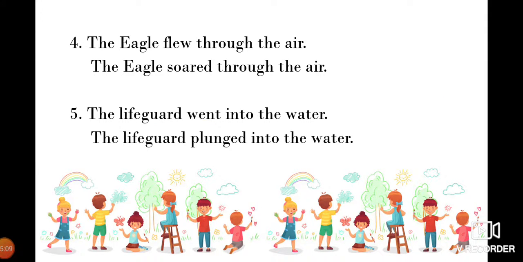Okay, so let's see. Number 4. The eagle flew through the air and the eagle soared through the air. In this case, we have two verbs. The first one is flew and the second one is soared. But what is the correct answer?